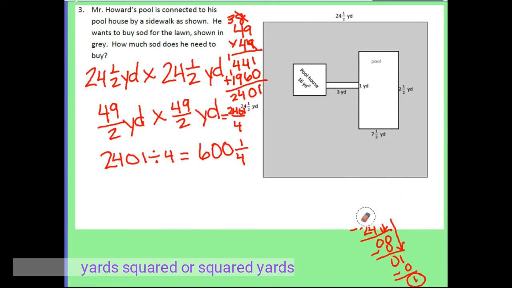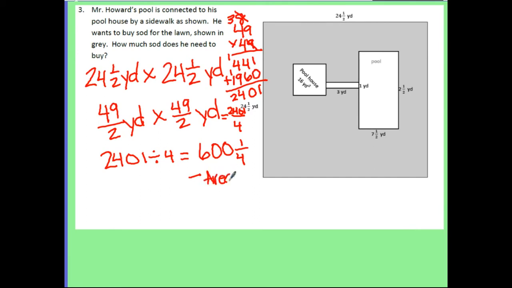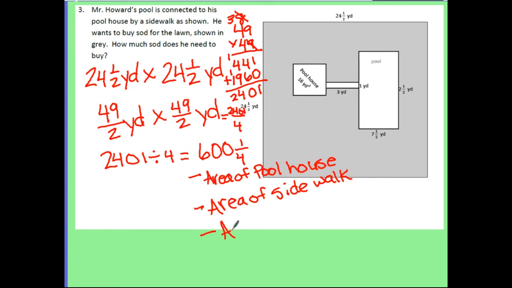All we've done is find the area of Mr. Howard's yard. For you to complete this problem, what you're going to need to do is take the area of the pool house, you're going to have to subtract the area of the pool house from there, but you're also going to have to subtract the area of the sidewalk. And I suggest doing this bit by bit. And then you're also going to have to subtract the area of the pool because he's not going to lay sod down on those areas.